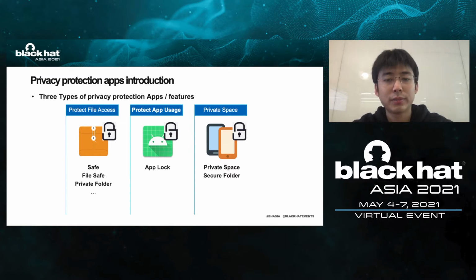Let's begin. We all want to keep our privacy and our secrets hidden and safe. So nearly all top vendors develop and provide privacy protection apps, such as Secure Folder, PrivateSpace, Safe, AppLock, etc. They can be categorized into three types. Type 1: protecting file access, such as Safe, FileSafe. Type 2: protecting app usage, such as AppLock. And Type 3: private isolated space, such as Secure Folder.